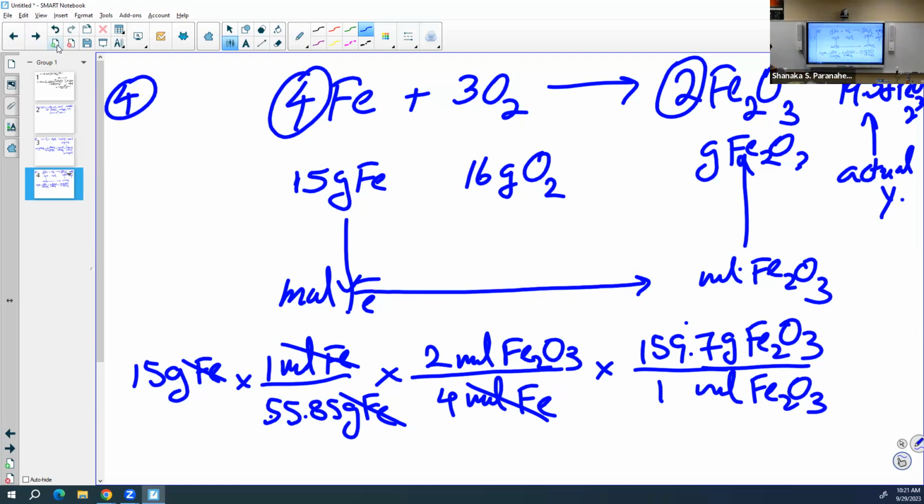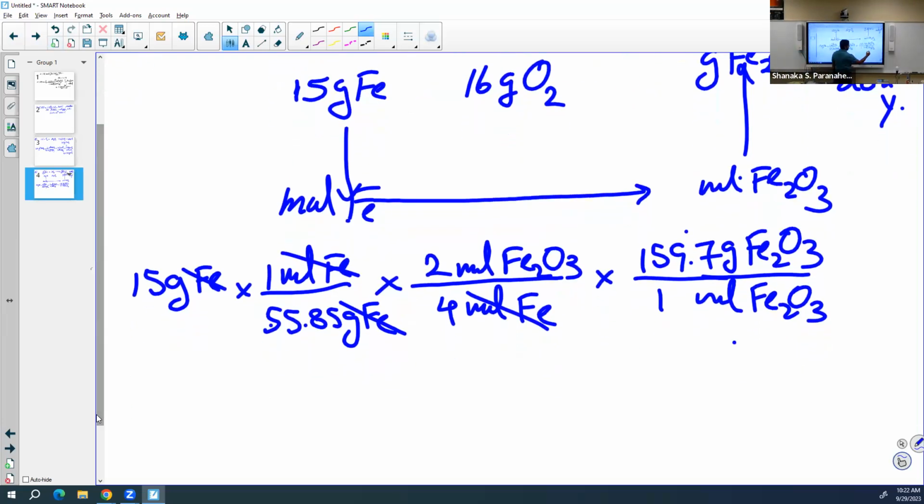So the answer is going to be 21.4 grams. When you do this calculation, the answer is 21.4 grams of Fe2O3. Which means once we consume all 15 grams of iron, it will produce 21.4 grams of Fe2O3.